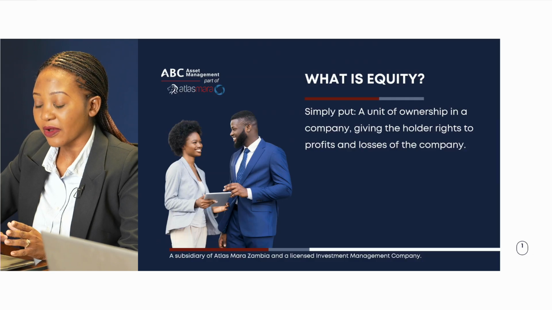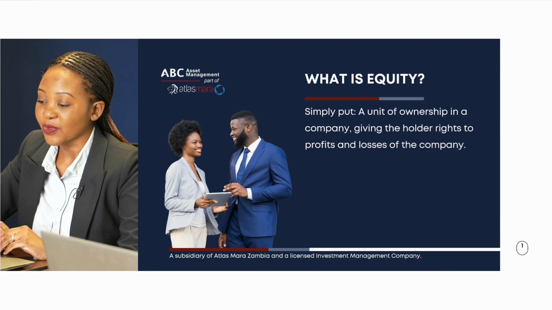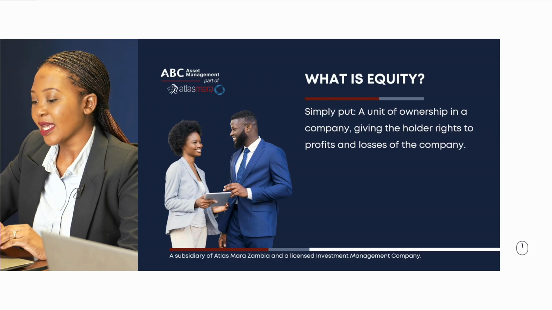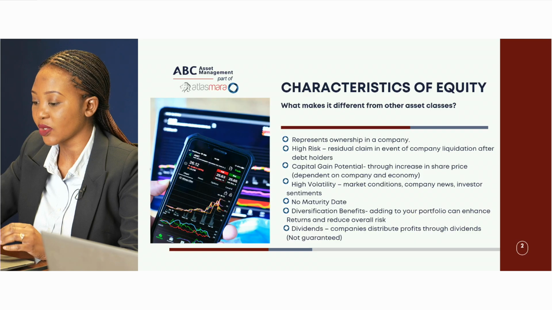Having part ownership of a company gives you rights to their profits. However, it also gives you rights to their losses. So equity is a two-sided coin in that it gives you rights of ownership and rights to the profits as well as the losses.